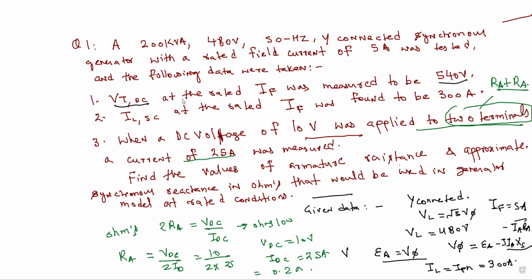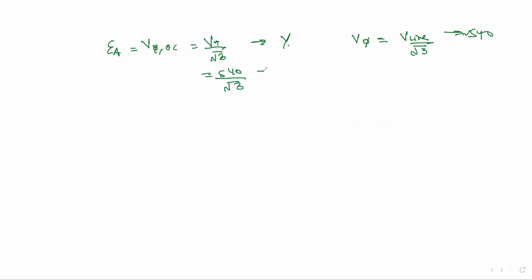Now the internal generated voltage EA is equal to V phase open circuit. For open circuit, the line voltage has been given, but the phase voltage would be VT divided by root 3. Why? Because it's star connected. So you have to calculate the phase: V phase equals V line by root 3. The given open-circuit voltage is 540, so 540 divided by root 3 gives 311.8 volts.